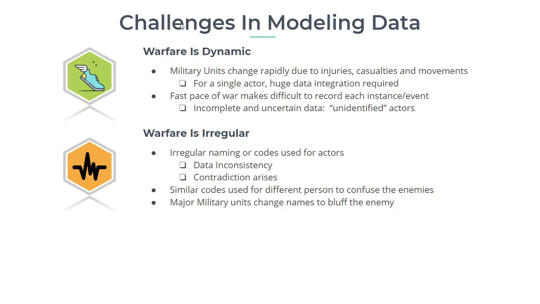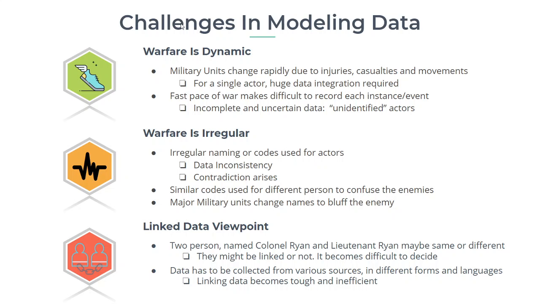Secondly, warfare is really irregular. Irregular code of conduct is there, irregular naming is there, which makes our data inconsistent. The data may be representing a similar actor with a different name at two different sources, because of which contradiction arises. There was irregular naming of personnel in order to confuse the enemies. Also, major military units changed names to bluff the enemy, and these were the reasons for irregular naming during war.